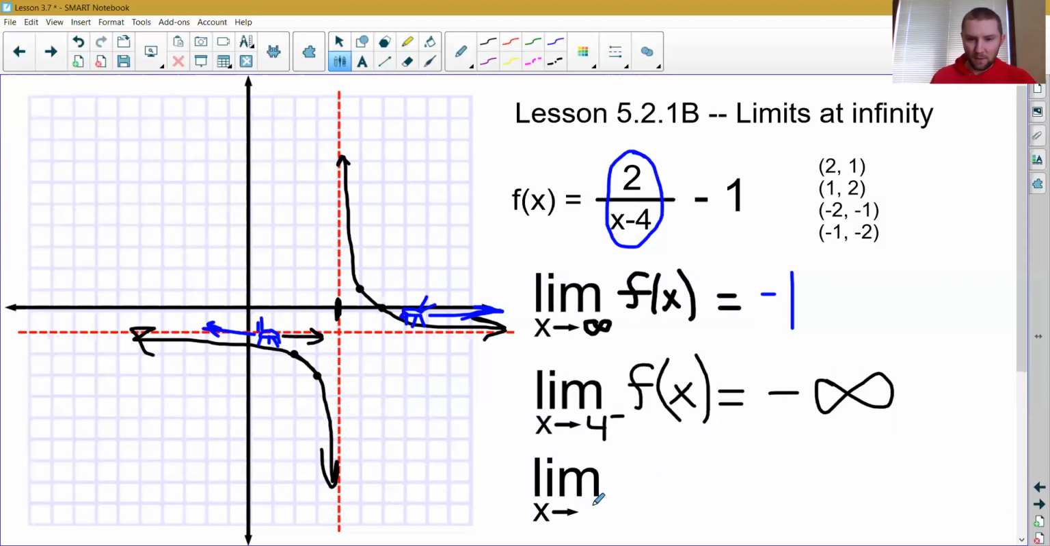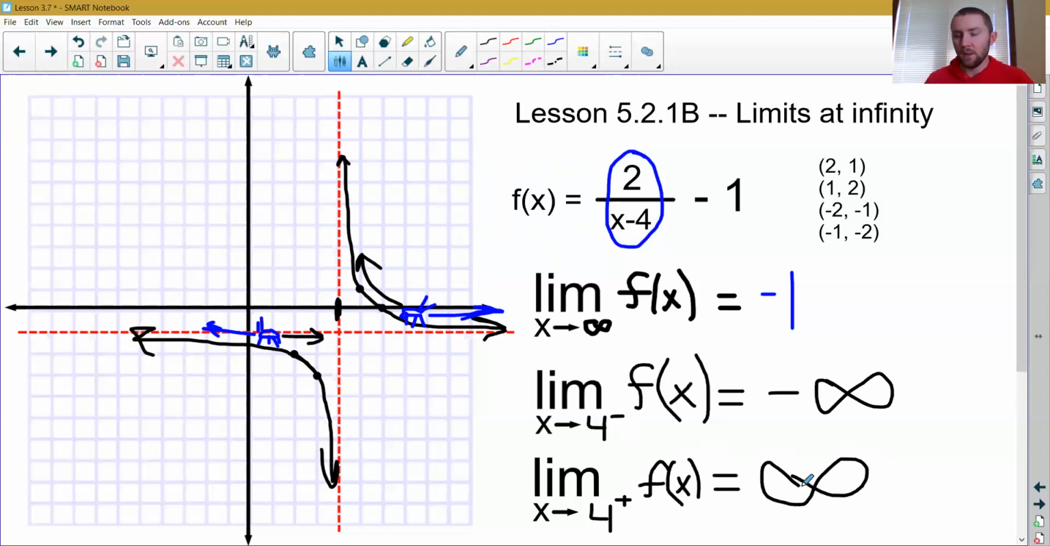Okay, and then letter C of number 44 wants us to do the same thing, but come from the positive side. Okay, so they want the limit as x approaches 4 from the positive side of f of x. Okay, and that equals, well, that would be this blue bug turning around and going this way. He's climbing Mount Everest, right? He's going up as he approaches x equals 4 from the positive side. He's going up without bound. He's never going to stop going up, so we consider that limit to be infinity.